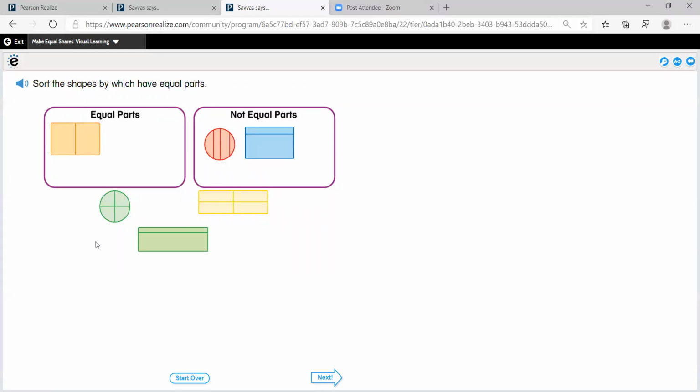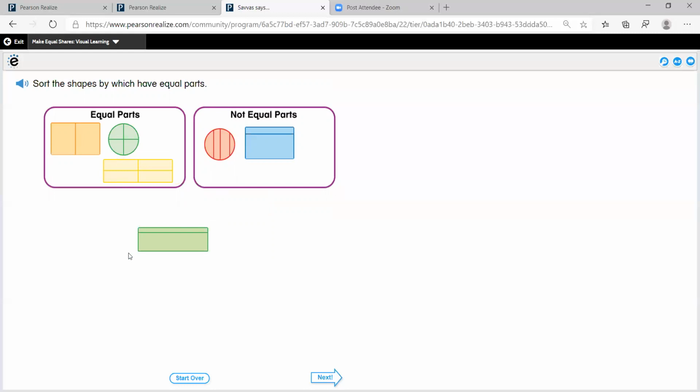Let's take a look at our green circle. 4 pieces, equal parts, not equal parts. Think your answer. Say your answer. Good. This one has equal parts. All 4 pieces are the same size. Let's take a look now at our yellow rectangle. This one has been divided into 4 pieces, equal or not equal. You should have chosen equal. All 4 pieces are the same size.